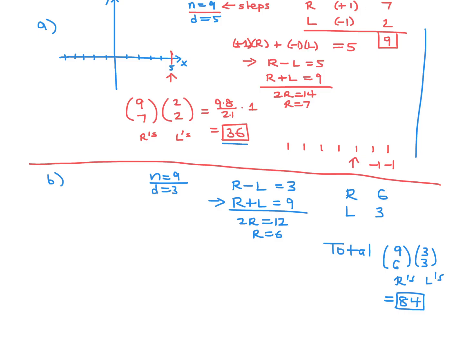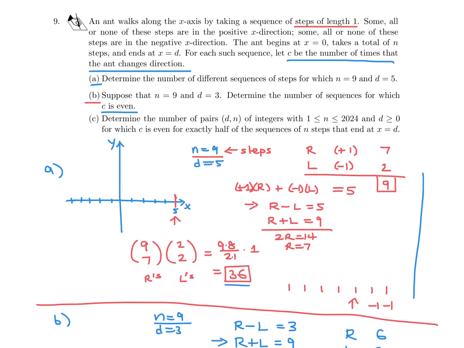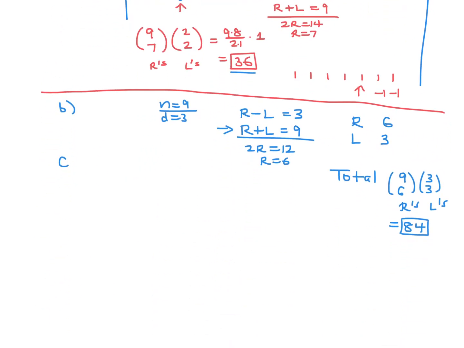What we are asked is how many times is c even? Now, c is the number of times we change direction, right? By definition, c is the number of times that the ant changes direction. So let me just put that in there. C is the number of times the ant changes direction. Now, we want that to be even.